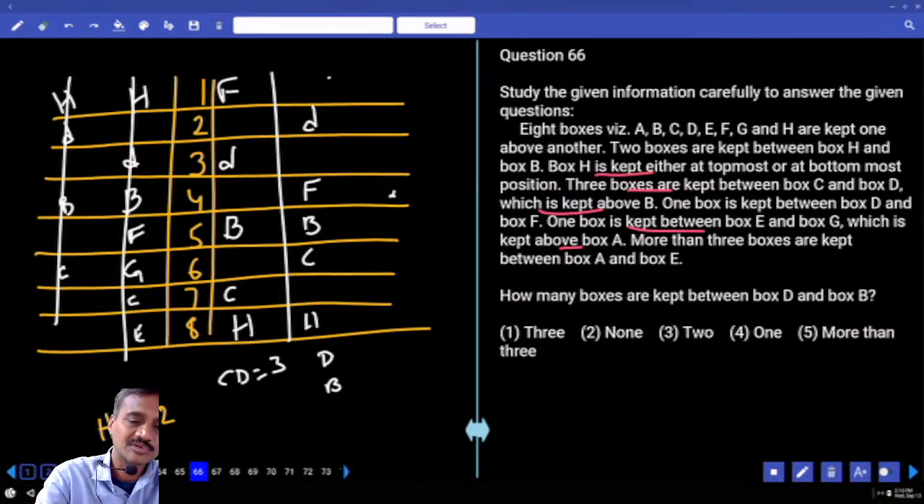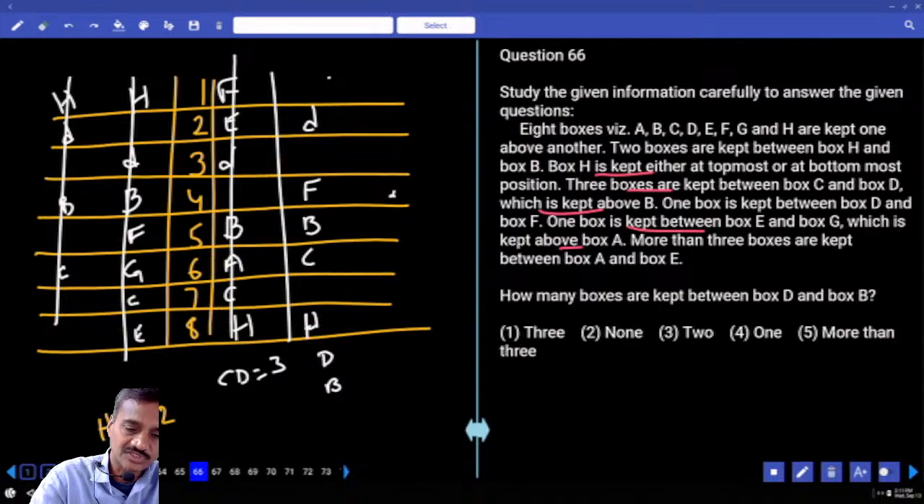Now G is kept above A, hence A must be at this place, isn't it? Then G is kept above this one, and more than 3 boxes between A and E. Between A and E, more than 3 means minimum 4 boxes must be there. If A is here 1, 2, 3, at the most we can have only 3 boxes, not more than 3. And this case is also ruled out. Done.